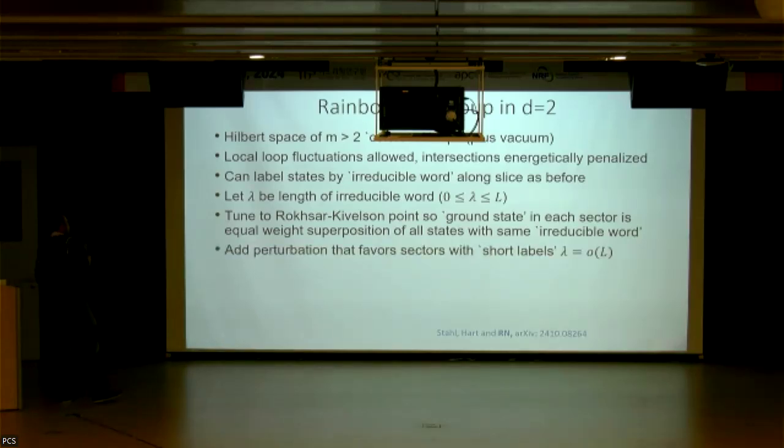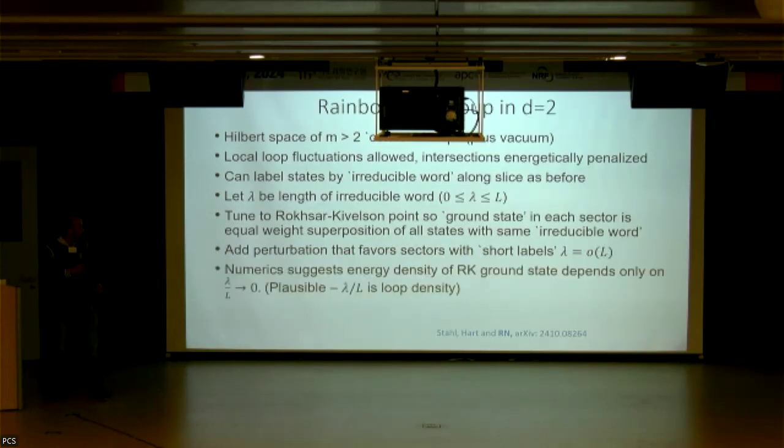If you perturb, let's add a perturbation that favors sectors with short labels, so that the word that's topologically invariant is short. And now some numerics suggest that the energy density of this ground state depends only on the length of the word measured in units of system size. And this is plausible because this basically sets the density of non-contractible loops. So it's an equal weight superposition over all contractible loop configurations, basically, and it depends only on the density of non-contractible loops.